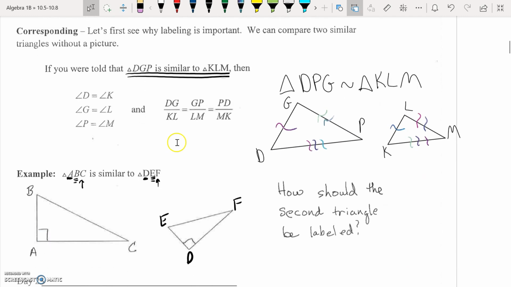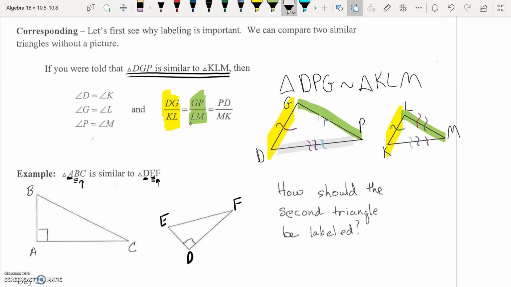Let's look specifically at the similar part. So if we're told that triangle DGP is similar to triangle KLM, I could also write it like this, which means DGP in order is corresponding to KLM. I can look at my drawing over here, and these two segments, DG and KL, divided by each other, are in the same ratio as GP divided by LM, those two segments, and that's in the same ratio as PD divided by MK, those two segments. It also means all the corresponding angles are equal.